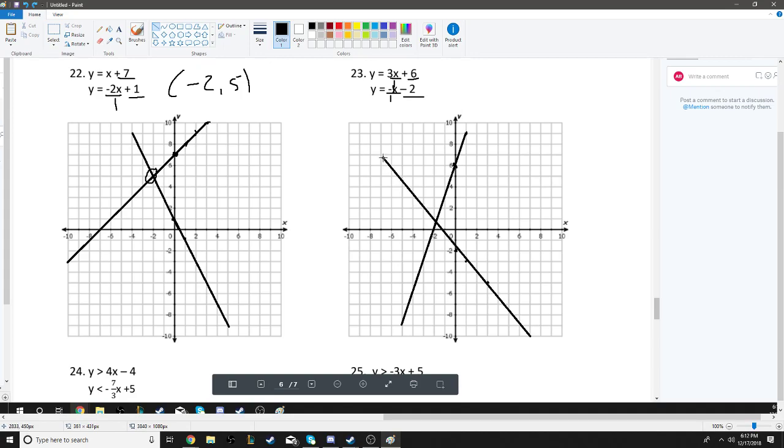We'll go through all of these. I may have started at the wrong spot. There you go. That looks a little better. Okay, and they cross right here, and that's at negative 2, 0.